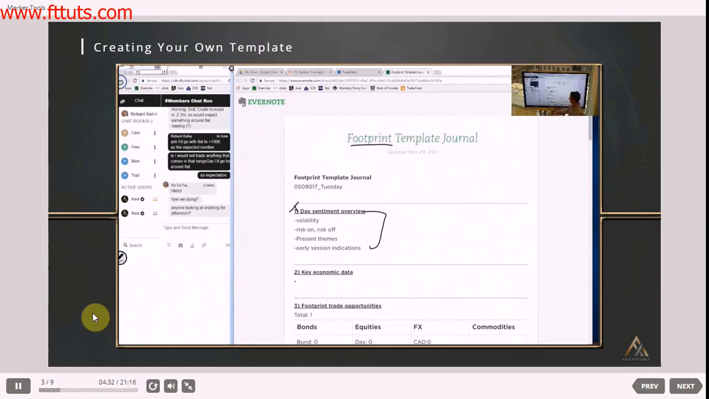Okay, and it's that frame of mind that ultimately gives you that little bit of an edge. It doesn't guarantee success, it doesn't mean profit, but it gives you that little edge on the guy next to you who's not been doing this day-to-day sentiment overview. Okay, so that's where we start. We do a sentiment overview.